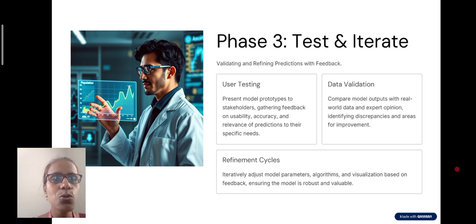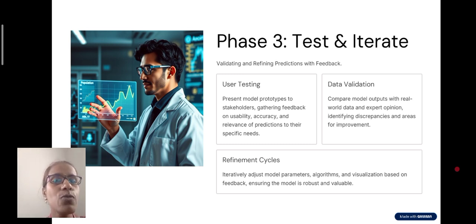For user testing, we need to present the model prototypes to the stakeholders and gather feedback on usability, accuracy and relevance of predictions to their specific needs. And we are going to validate the data. For that, we need to compare the model outputs with real-world data and expert opinion, to identify the discrepancies and areas for improvement.